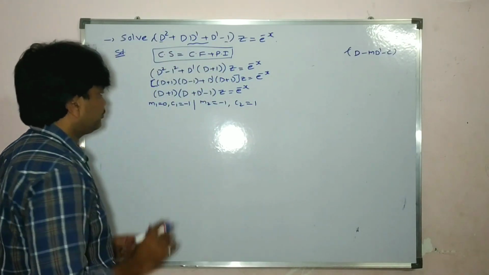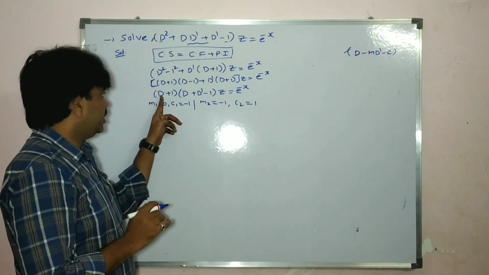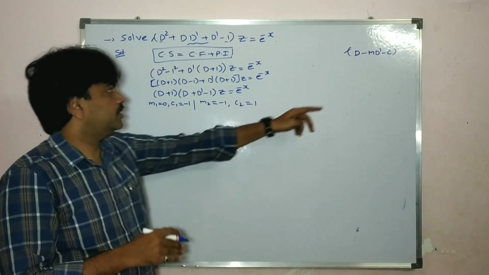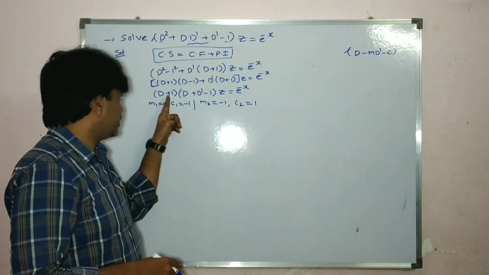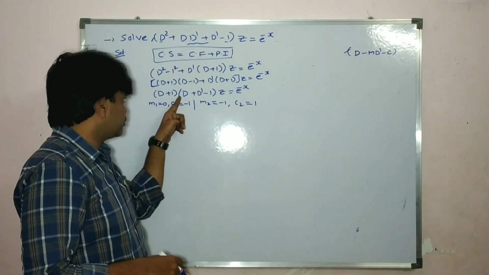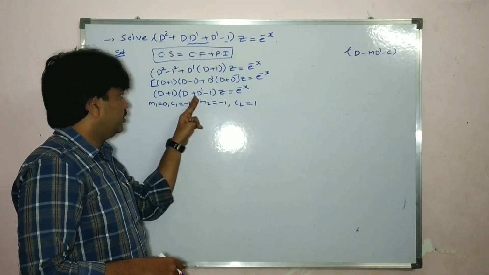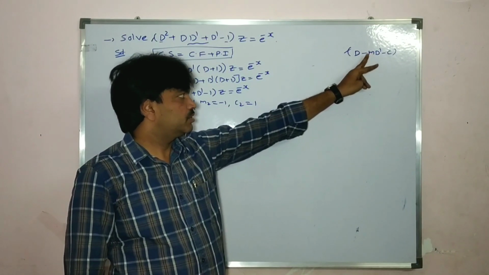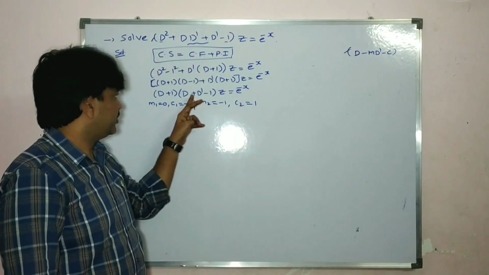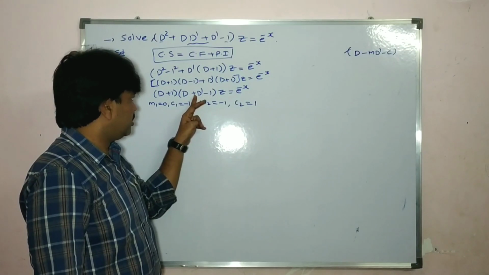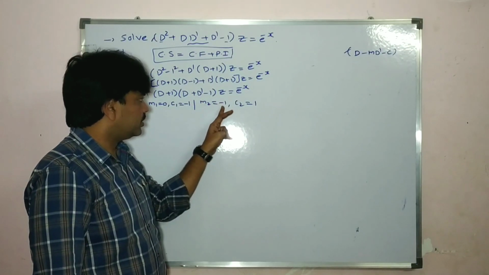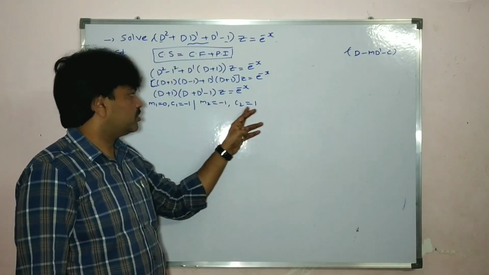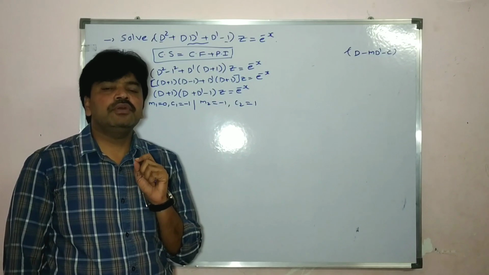Once again, D plus D'. There is no D' term, so m1 is equal to 0. Here minus c, so here we have plus 1, so this can be written as minus of minus 1. So c1 is minus 1. m2: in the formula we have D minus mD', so minus m, so here we have plus m, so minus of minus 1. So m2 is minus 1. In the formula we have minus c, here we have minus 1, so c2 is equal to 1.